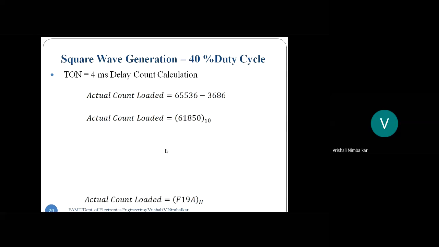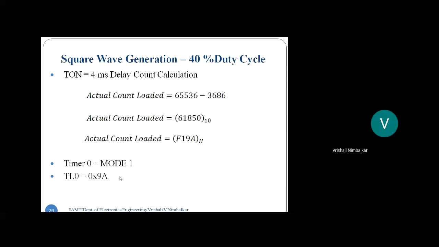That comes to be 61,850. Converted into hex, F19A is the count that will be loaded, which will give you a delay of 4 milliseconds. So in mode 1, the lower register gets the count 9A and the higher register gets the count F1. These are the count calculations to generate a 4 millisecond delay. On a similar basis, you need to find out the count for 6 milliseconds also.